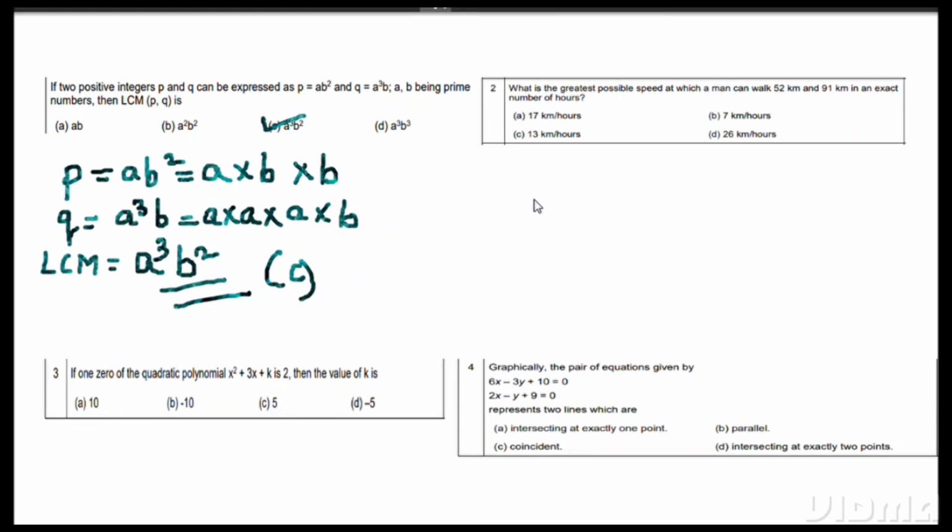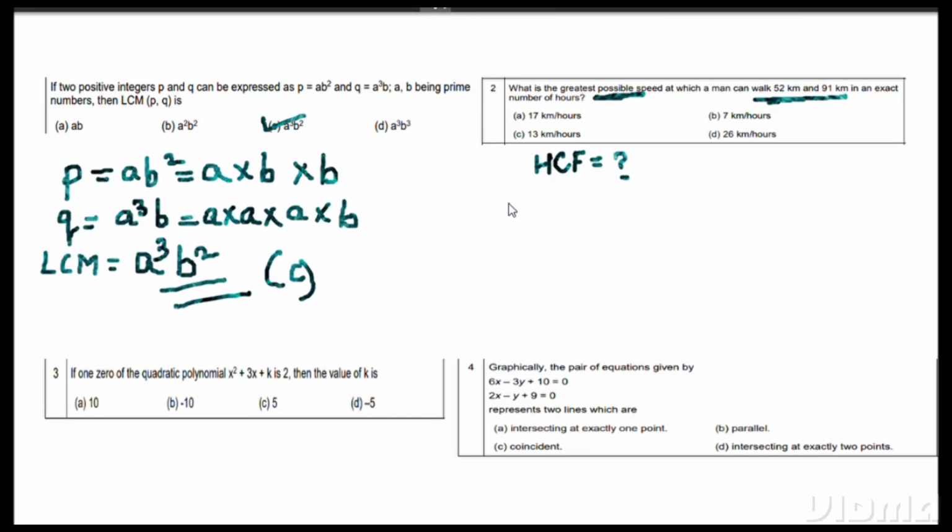Now let's go to the next question. They are asking you to find the greatest possible speed at which a man can walk 52 kilometers and 91 kilometers. So greatest possible speed, what does that mean? You have to find the HCF. So how to find the HCF?